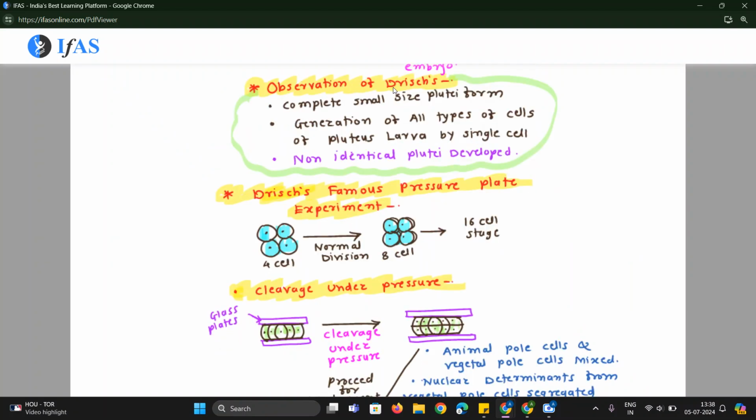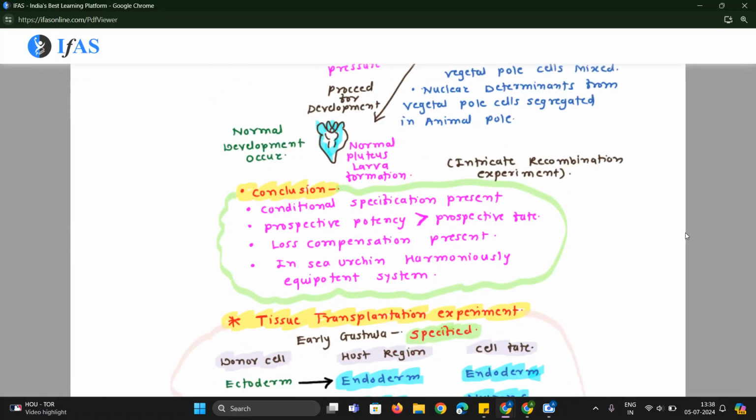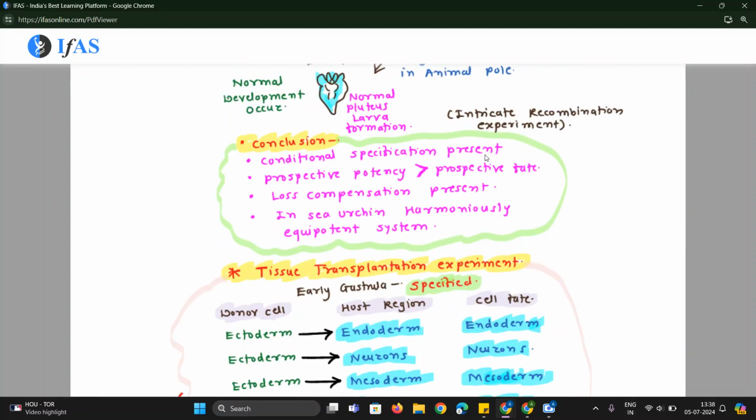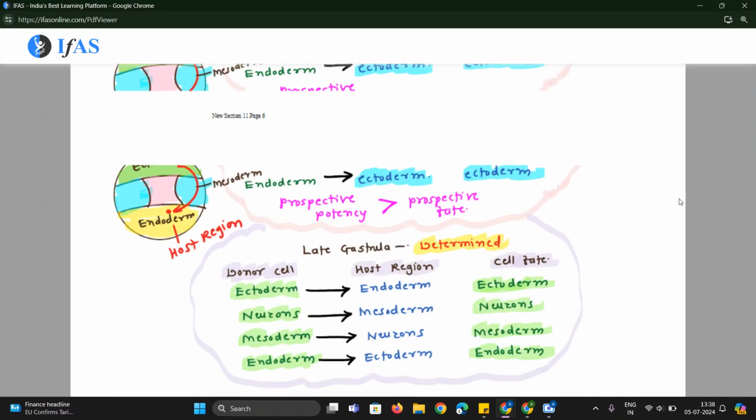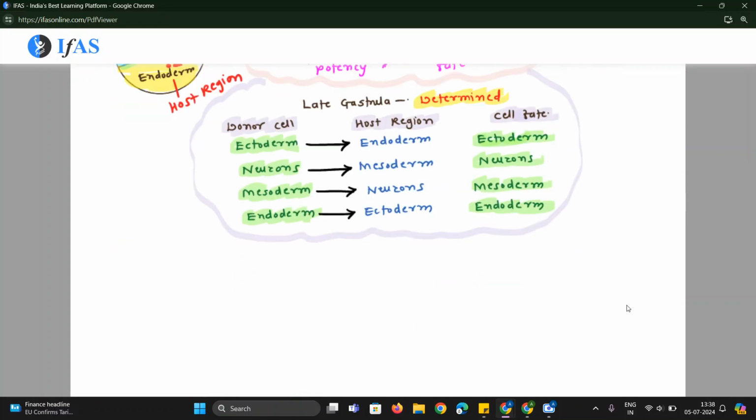The observation of Driesch is that a complete small-size pluteus larva formed, with generation of all types of cells of the pluteus larva from a single cell, and the embryos were non-identical. Conclusion: conditional specification is present, prospective potency is greater than prospective fate, and loss compensation is present in the sea urchin, a harmoniously equipotent system. So that's all. Thank you everyone.